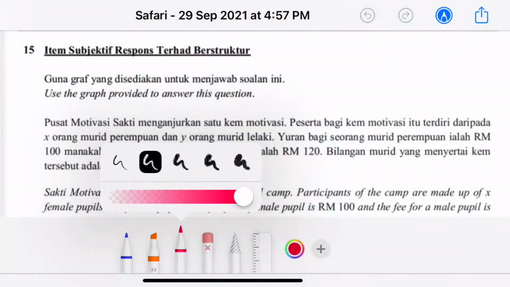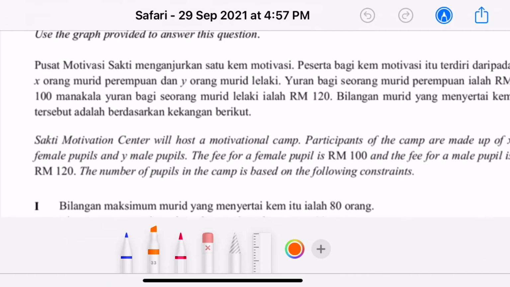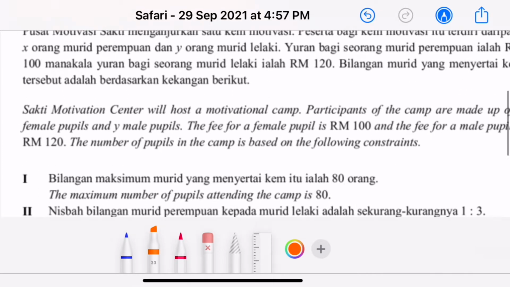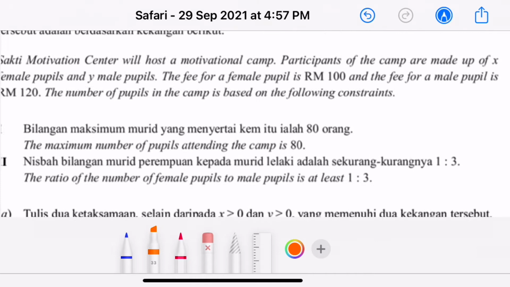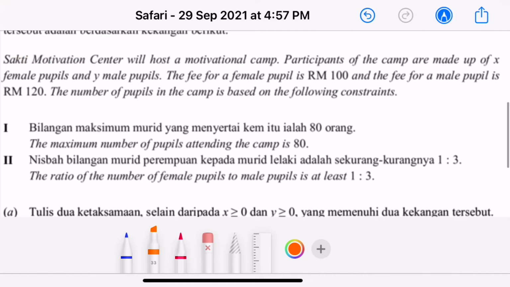Let's discuss section C, question number 15. Let's read the question first. Use the graph provided to answer this question. Sakti Motivation Center will host a motivational camp.